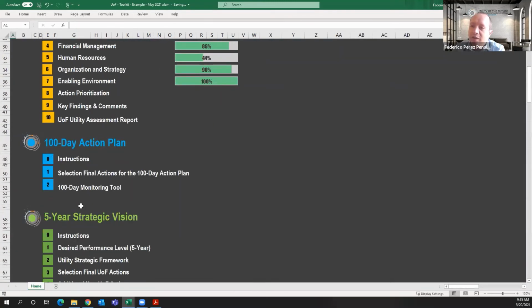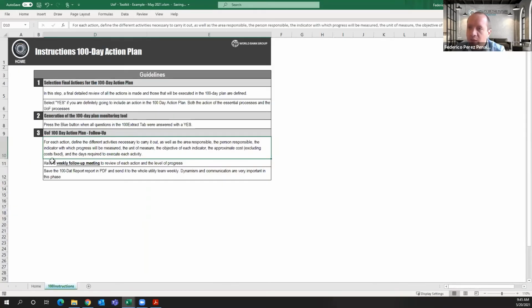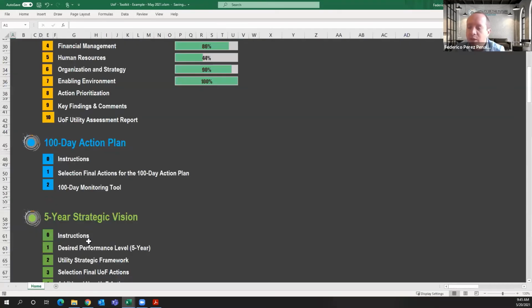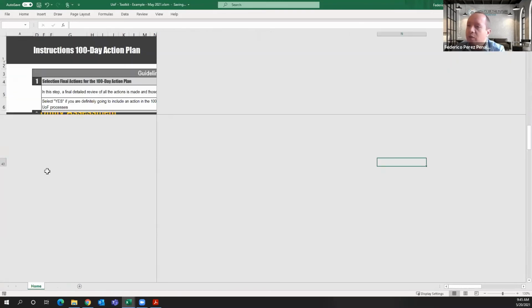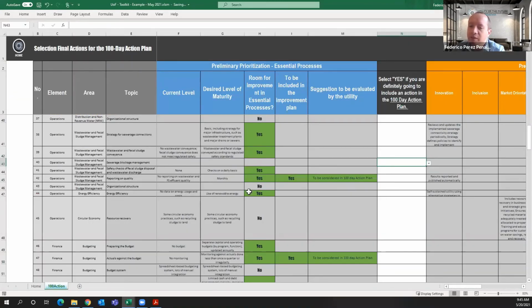And okay, for the 100-day action plan, I will go really quick. You have the instruction again. You can find the step-by-step again in the website. Then you have the way to select the action that you really need to implement, and you know that you can implement in the 100-day action plan. The tool will highlight in green all the actions related with the 100-day action plan. So you just have to select yes if you want to include this in the 100-day action plan.